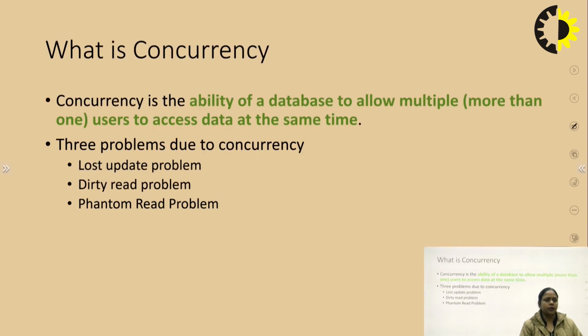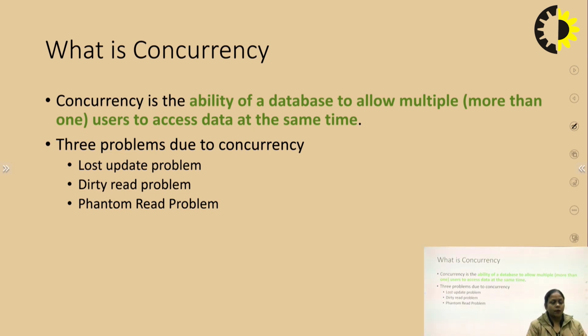Firstly, we should understand what is the meaning of concurrency. Concurrency is the ability of a database to allow multiple or more than one users to access the data at the same time. Meaning, when the database is accessed by different or multiple users at a time. You can say that multiple transactions occur at the same time on the database. Then we can say that this is the concurrency.